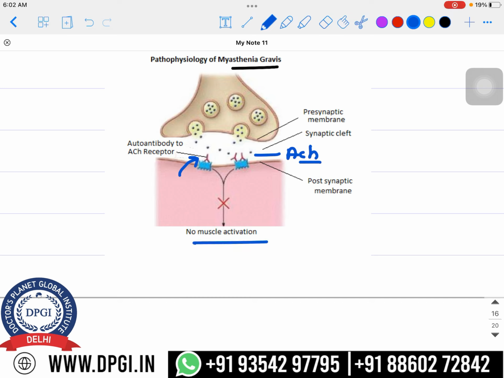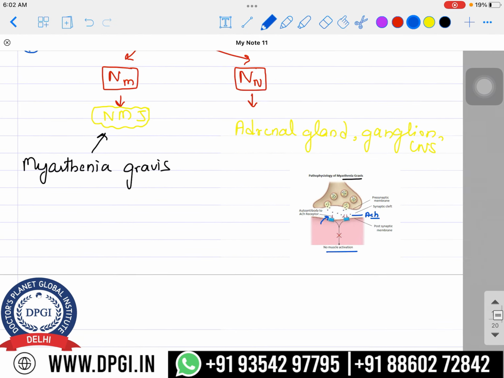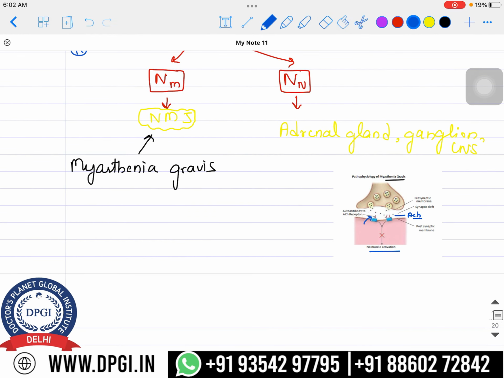So that's why muscles will be relaxed, right? That is happening in myasthenia gravis. That's how I'm correlating this neuromuscular junction with that. So in the neuromuscular junction, the autoantibodies will be there, which is seen in myasthenia gravis.